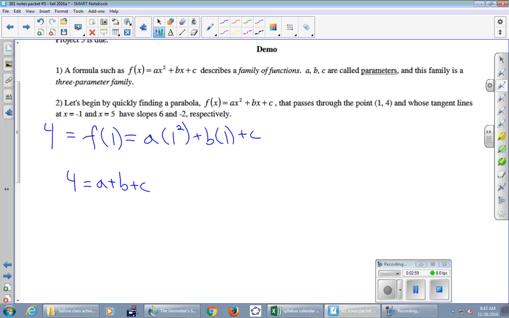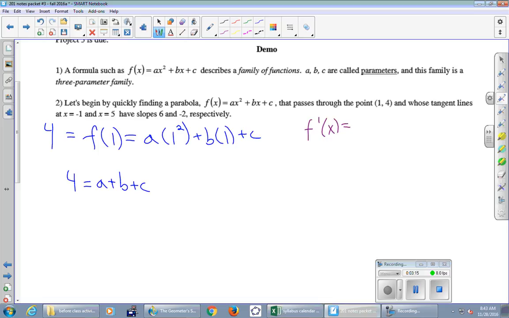Now let's take a look at the tangent line things. We want the slopes to have a certain value. So what should we do with our parabola? Take a derivative, right? Because we're talking about tangent lines here. So let's take a derivative. F prime of x equals.